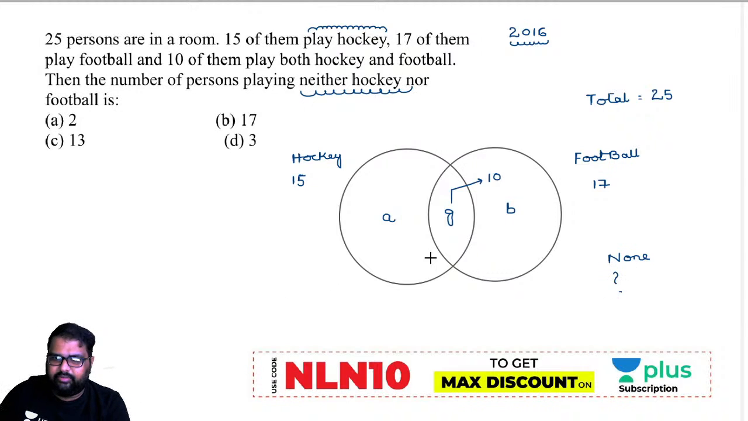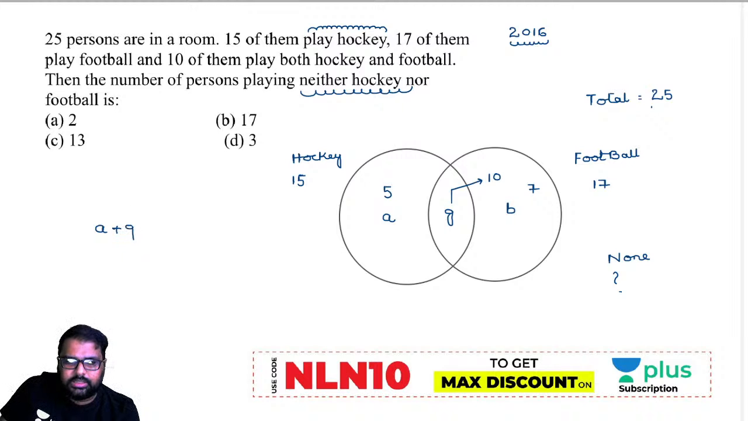Yes, Shyam, it is 3. Very good. Now look here, A value will be how much? A plus G is equal to 15. G plus B is equal to 17. So B value is 7. So 15 plus 7 is 22. So the total value must be A plus G plus B plus N is equal to 25. Yes, Anchal, very good.